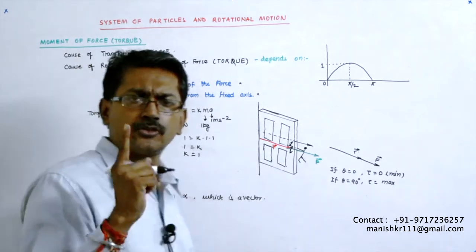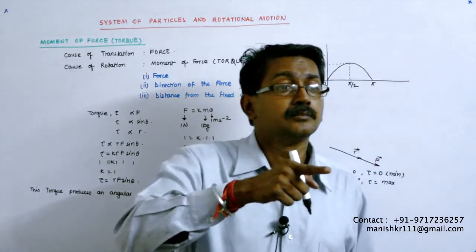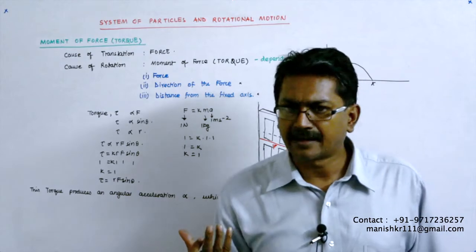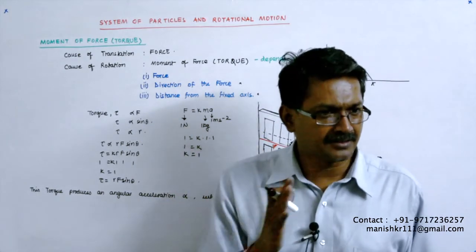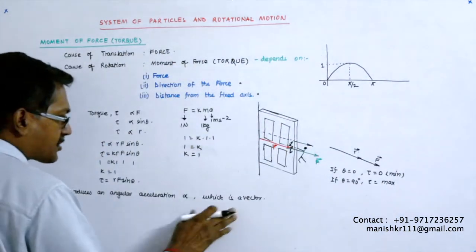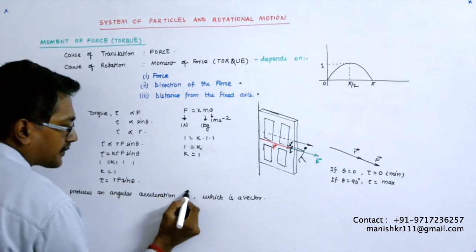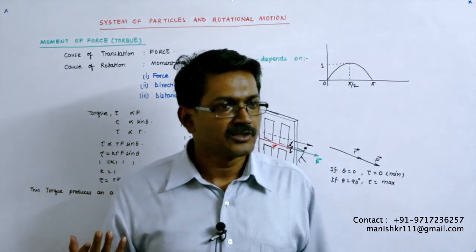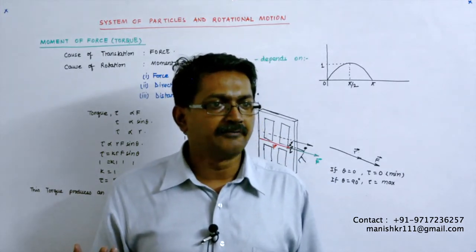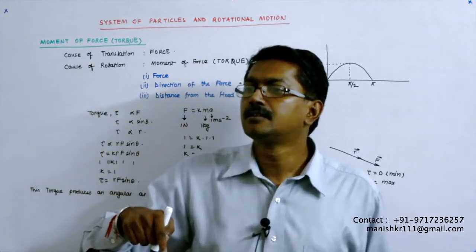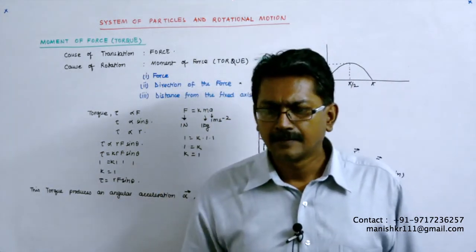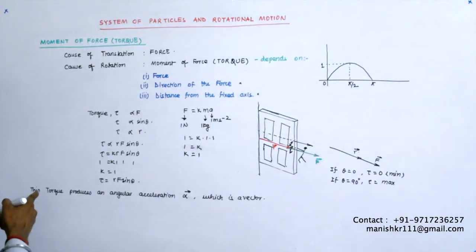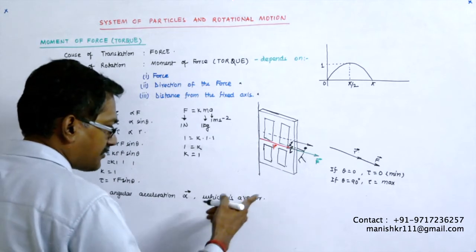And why should it produce an angular acceleration? Because this is the rotational equivalent of the force. I'm trying to develop parallels. So alpha is a vector. Obviously a scalar cannot cause a vector to get produced, right? You cannot produce a vector with a scalar, though you can produce a scalar with a vector, dot product. Correct? So this torque produces an angular acceleration alpha, which is a vector.